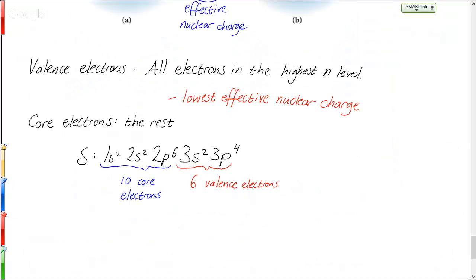Notice that the core electrons are defined based on the valence electrons and not the other way around. So if you have an atom with very few electrons like helium, it only has 2 electrons. Both of those electrons are in the 1s2. Those are both called valence electrons. And there are no core electrons here. So the outermost or the highest n level are going to be the valence electrons.